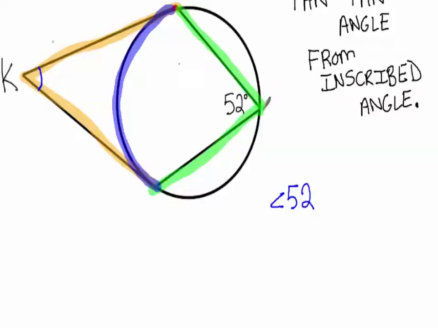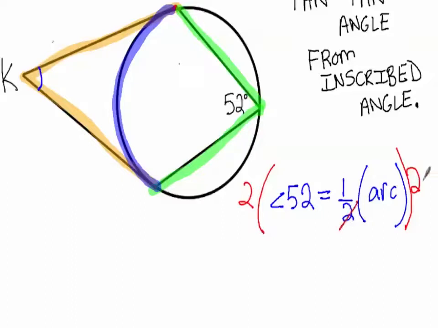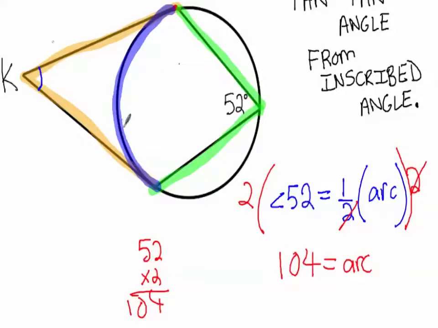this green angle here, this 52 degrees is equal to half the measure of the arc, the blue arc right here. When I say arc, I'm talking about this blue arc right here. So if we were to solve this, 52 is half, so we have to multiply this side by 2, and multiply this side by 2. That cancels out the 2 on this side, and basically we have just the arc. It's going to equal 2 times 52, and 52 times 2 is 104. So this arc right here is 104.